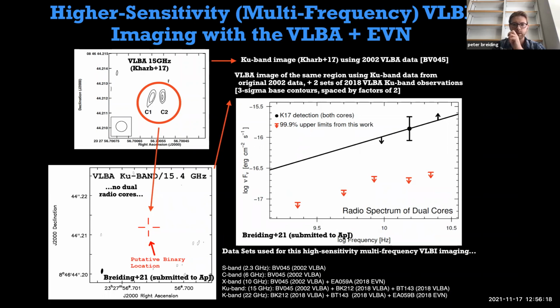On the right, I'm showing a SED for both of these cores. The red upper limits are from non-detections from our imaging. The black flux density is from the Carbadal 2017 detection, with arrows on the spectral index showing the spectral index limits based on their non-detection at X band. So you can see using multiple different epochs, multiple different frequencies, we don't see evidence for this binary, unfortunately. And this is based on a whole host of data in 2002 and 2018 with both the VLBA and EVN.